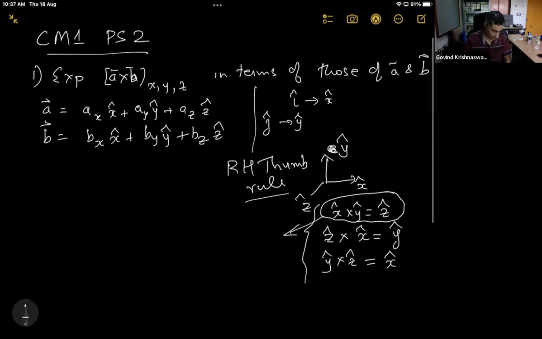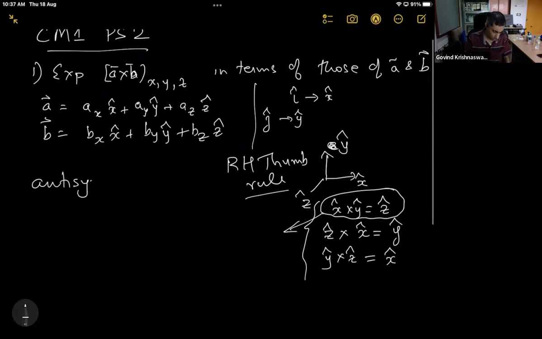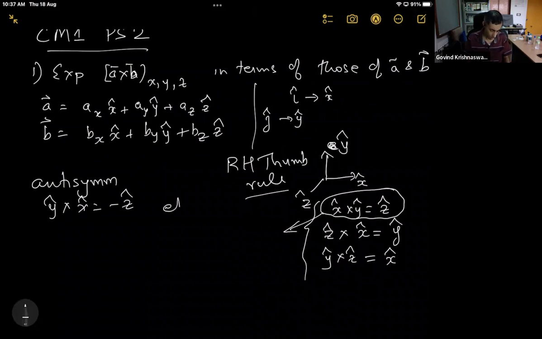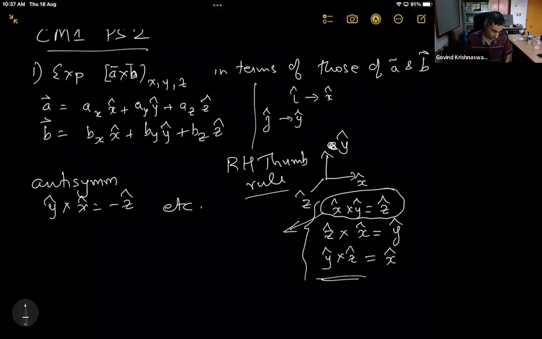Of course, we have anti-symmetry, which means that y cross x is minus z hat and so on. So we have those as well. I can reverse the order in each of these formulae at the cost of a minus sign. And finally, I also have x cross x hat is, well, what is it?